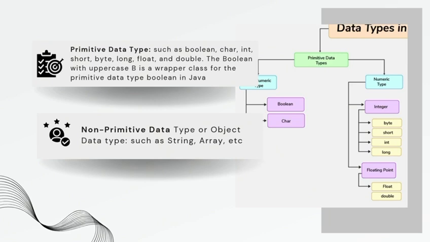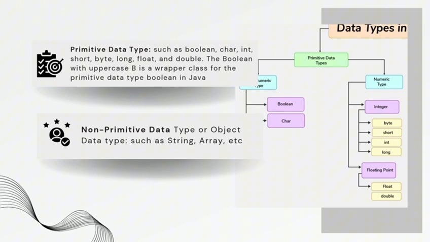Primitive data types are the basic types that represent single values and are built into the Java language. Primitive data types in Java include boolean, character, integer, short, byte, long, float, and double. Additionally, each of these primitive types has a corresponding wrapper class, for example Boolean, Character and Integer, which is especially useful for working with Java's collection framework as it only accepts objects.